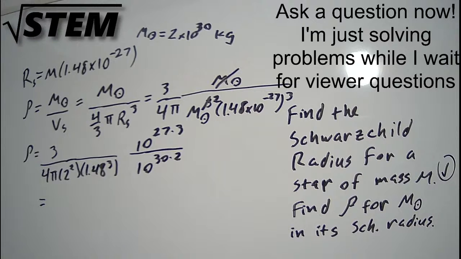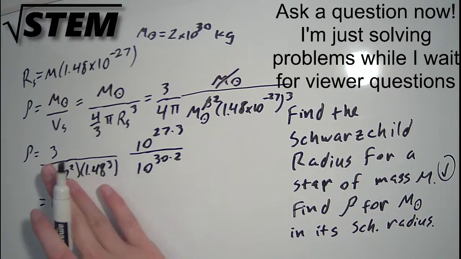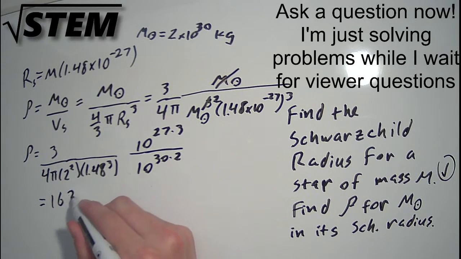So 4 times pi times another 4 times 1.48 to the third power. That's 162.95, so I'm just going to round it to 163. And I'm going to have to calculate that too.